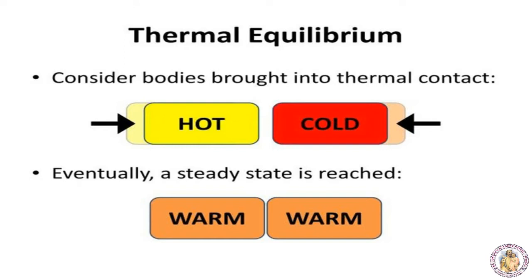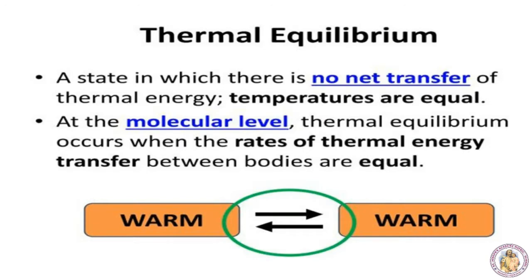Imagine what will happen if two bodies at different temperatures are brought in contact with one another. There will be a transfer of heat energy from the hotter body to the cold body until a thermal equilibrium is established between them. So, thermal equilibrium is a state in which there is no net transfer of thermal energy.